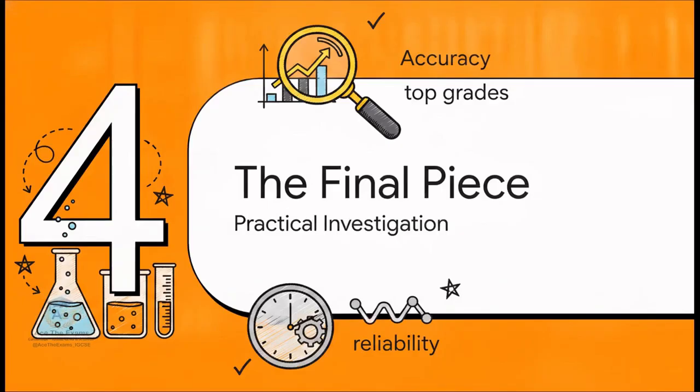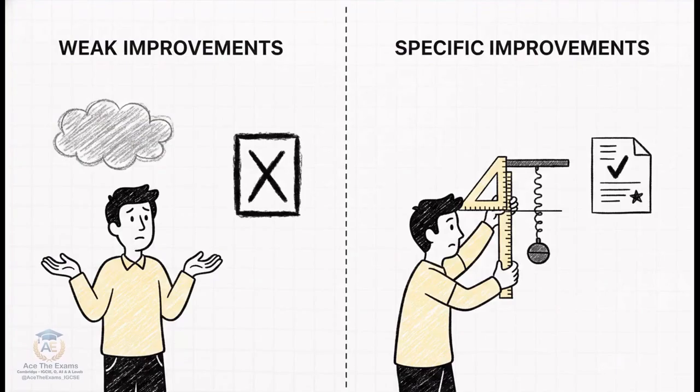Which brings us to Section 4, the final piece, practical investigations. Listen up, because this is where the top grades are actually decided. So, the crucial point is this. Weak, generic practical improvements will for sure cost you your final grade. If an examiner asks how to improve the reliability of a Hooke's Law experiment and you just write something like, measure more carefully or do it again, you get 0. None. You have to be completely specific to the apparatus and the exact variables presented to you.